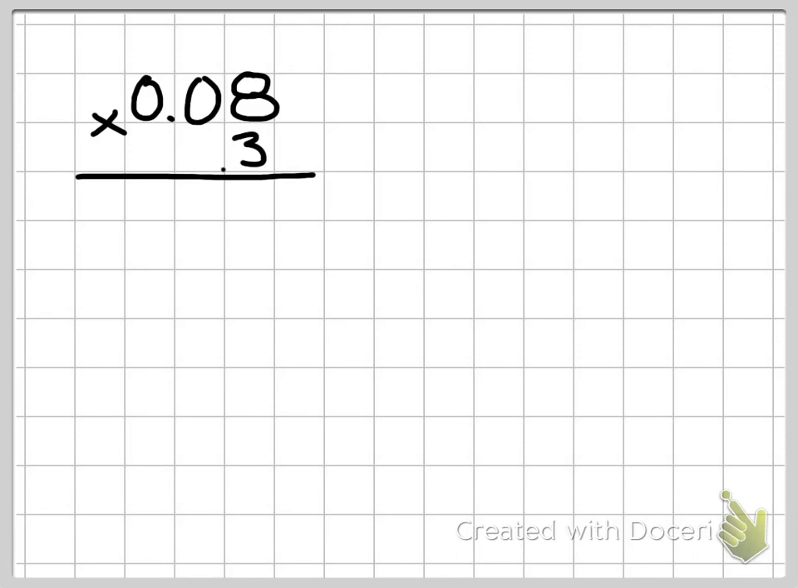Alright, shouldn't have taken too long on this one. It's just basically 3 times 8, which is 24, carry the 2, and 3 times 0 is 0, plus 2 is 2. So the answer is not 24, because we have 1, 2, 3 digits to the right of the decimal. So I need to have my decimal over 3 places. So 1, 2, 3 places. So our answer would be 24 thousandths.